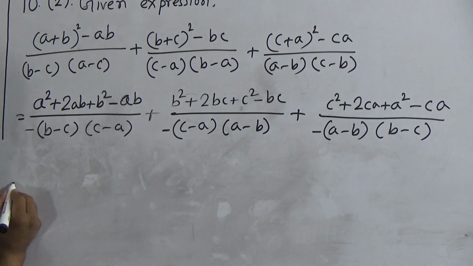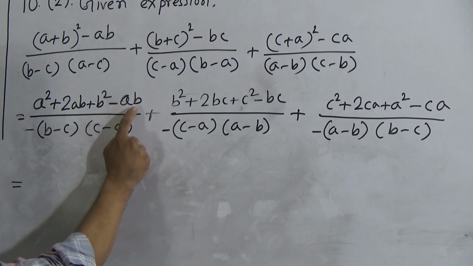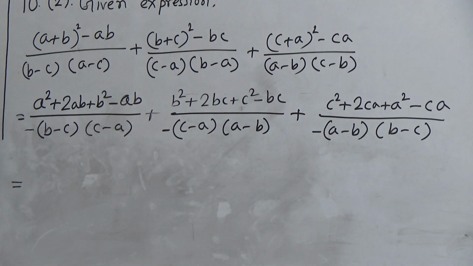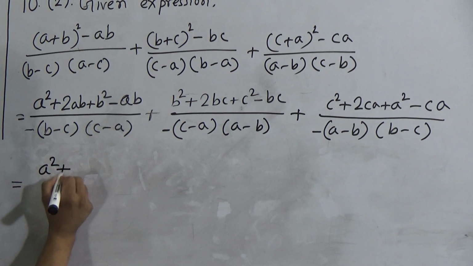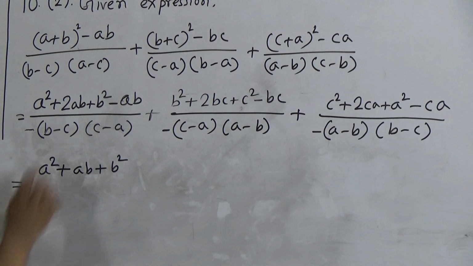Now we will add the terms in the numerator. In the numerator we have twice ab and minus ab. From twice ab, if we subtract ab, we get only ab. From twice ab we subtract one ab and we get ab plus b square. From 2, we subtract 1.